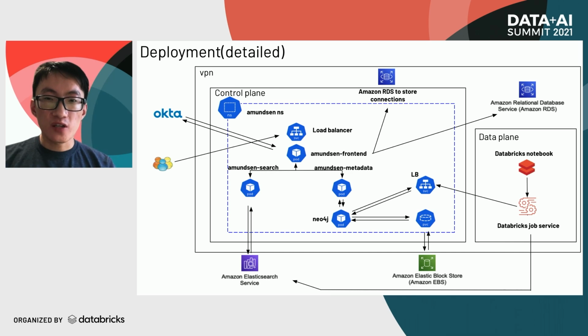We leverage the Databricks job service to run cron jobs to ingest data into the Neo4j database daily and update the corresponding Elasticsearch index. Metadata extraction and ingestion logic resides in several Databricks notebooks. We will talk about the details later. Communication between the control plane and data plane is done through IP whitelisting. Our data plane cluster has a stable IP address, which is whitelisted in both the Elasticsearch and Neo4j services.